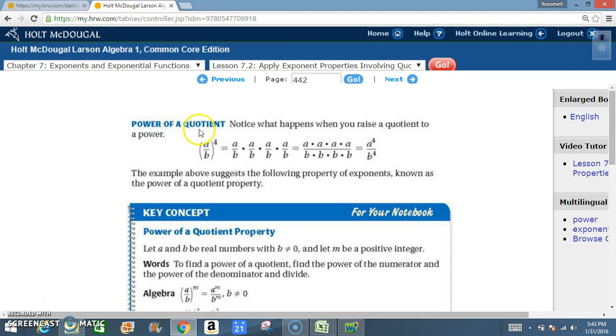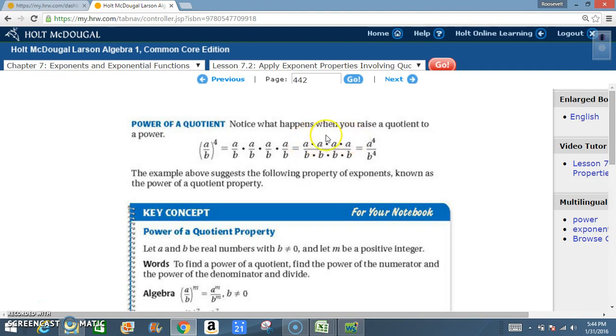Okay, power of a quotient. Notice what happens when you raise a quotient to a power. Here we have a over b raised to the 4th power. Well, what does that mean? That means a over b written 4 times: once, twice, 3 times, 4 times, with multiplication. Now what does that mean? That means we're going to add that 1 that's up there.